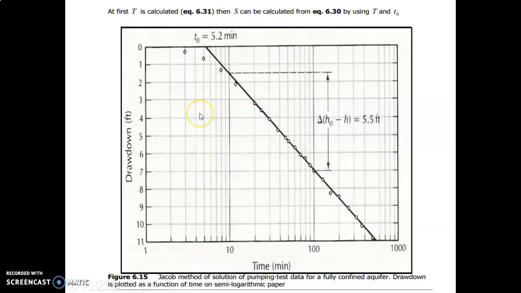So this is the Jacob method of solution of pumping test data for a fully confined aquifer. Here the drawdown is plotted against the time on semi-logarithmic paper. The gradient of this straight line will give you the value of delta s.